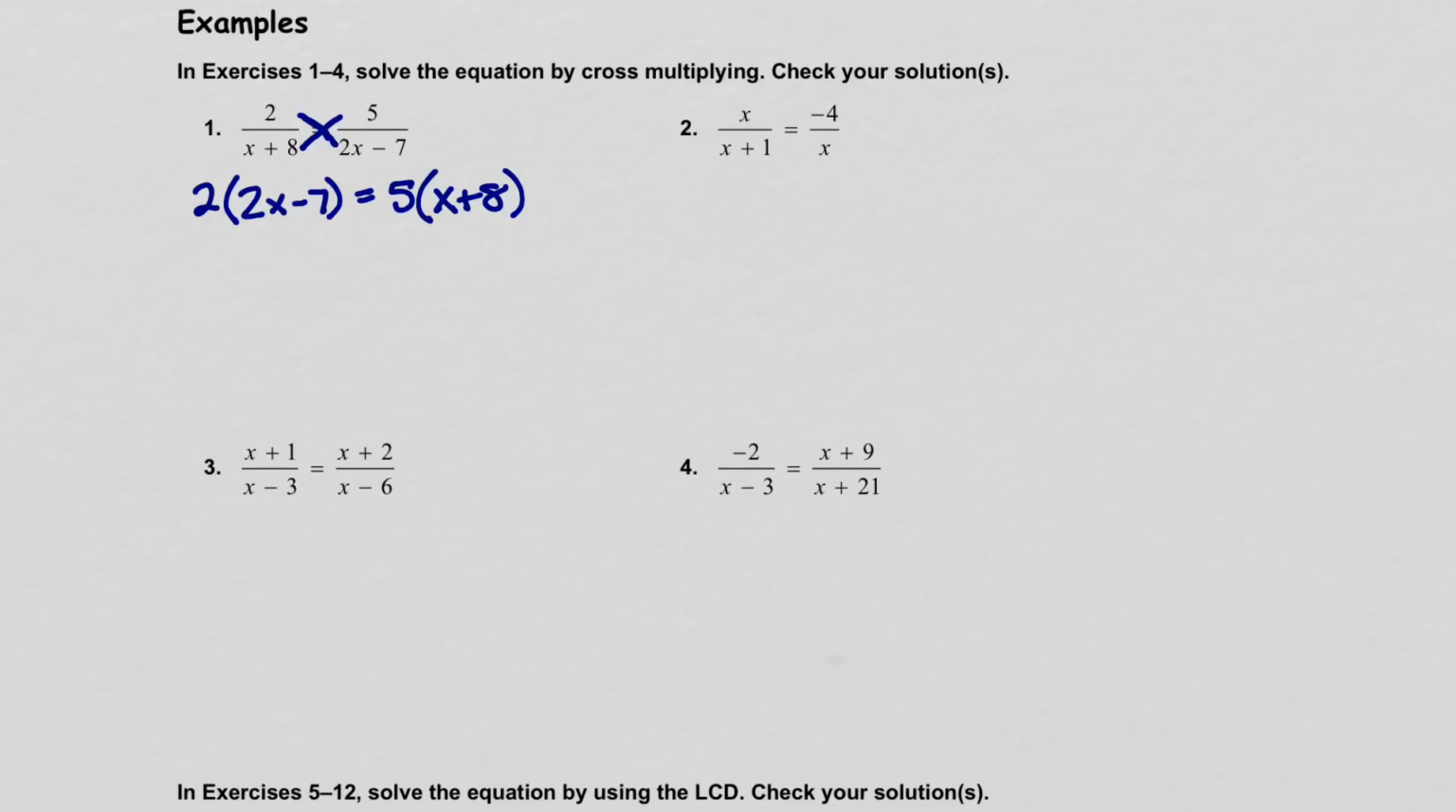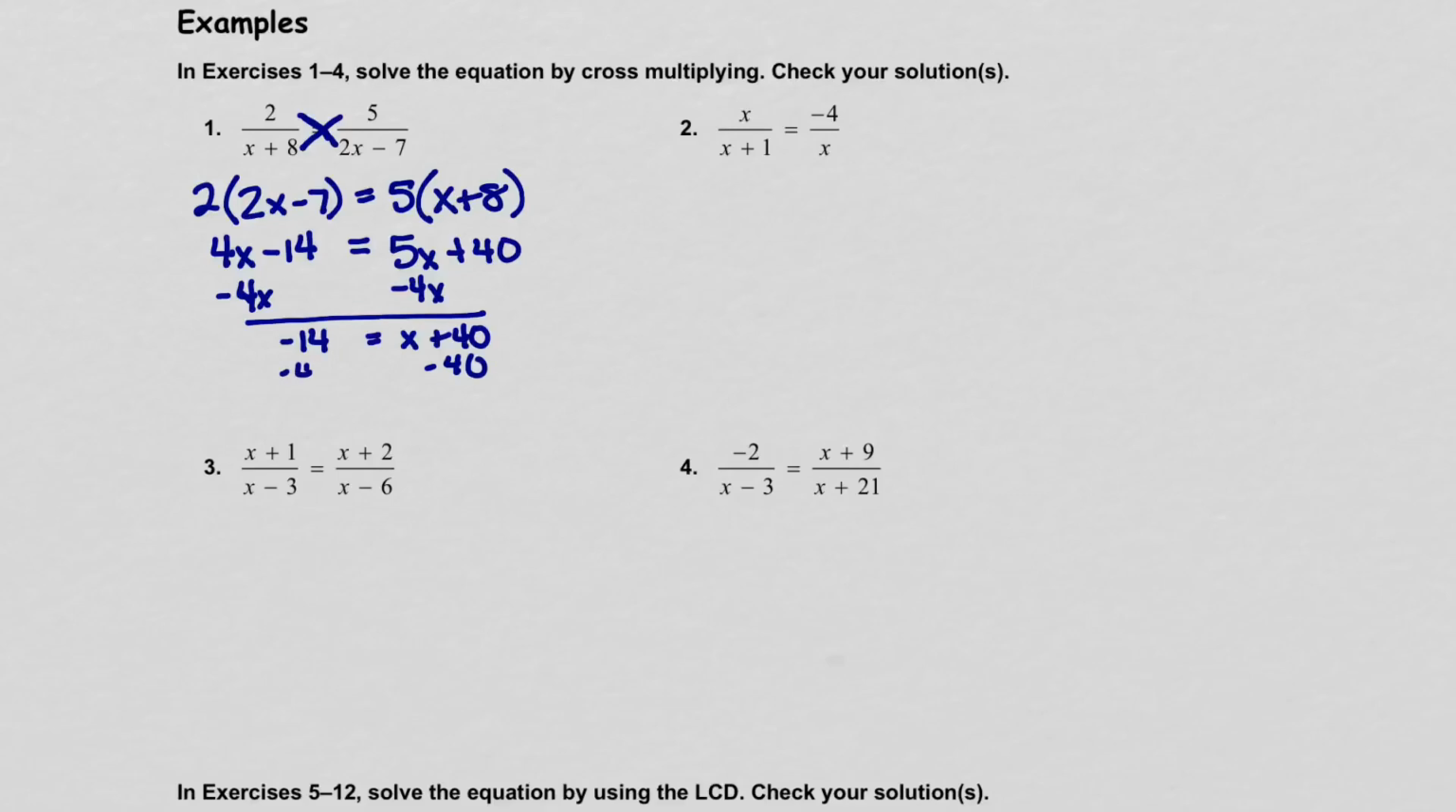So now let's distribute and get rid of the parentheses. 2 times 2x is 4x, 2 times negative 7 is minus 14. 5 times x is 5x, 5 times 8 is 40. Then we solve for x. I subtract 4x on both sides, so I get negative 14 equals x plus 40. Subtract 40, and I get negative 54 equals x, or x equals negative 54.